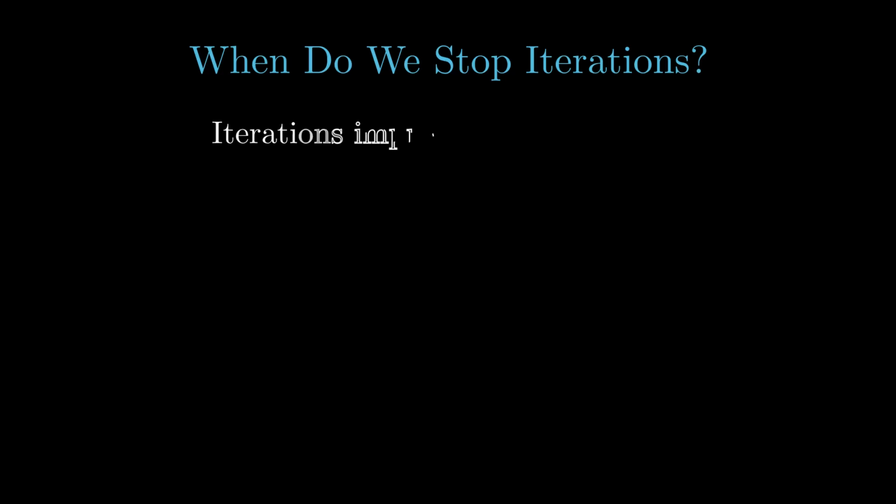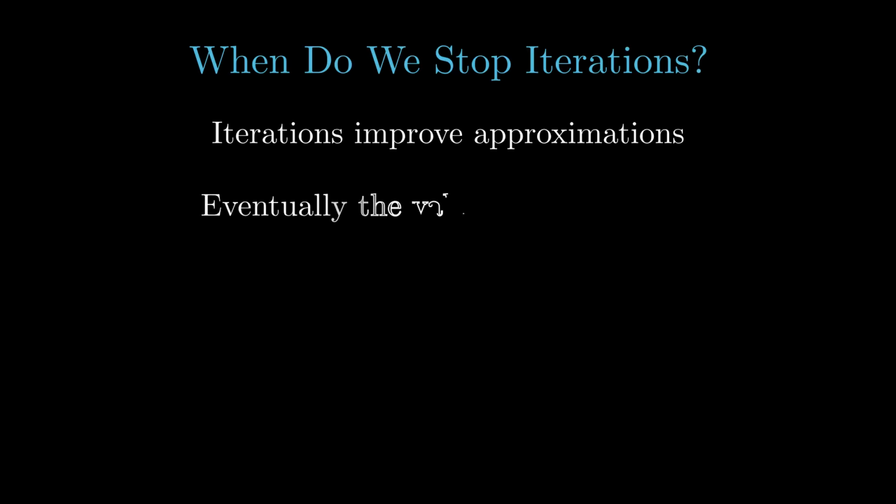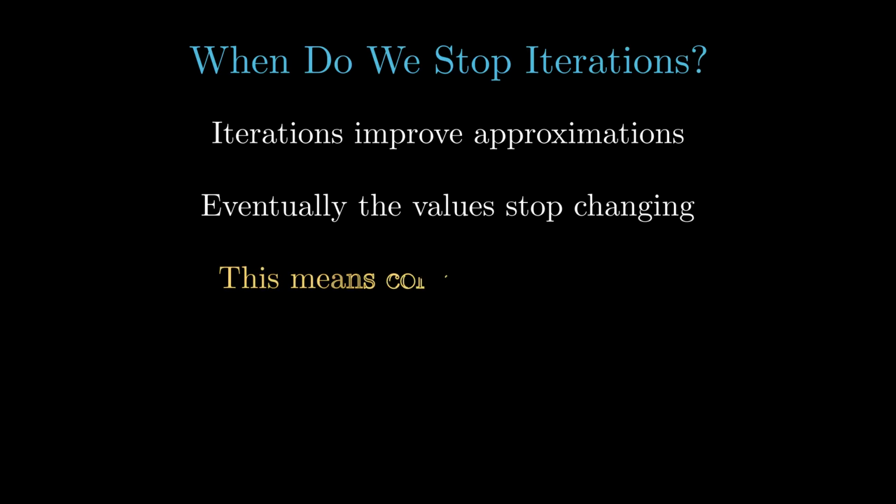In this lesson we learn when to stop iterations in the secant method. Each iteration gives a better approximation of the root. After several iterations, the approximations become very close to each other. When the values stop changing significantly, the method has converged.